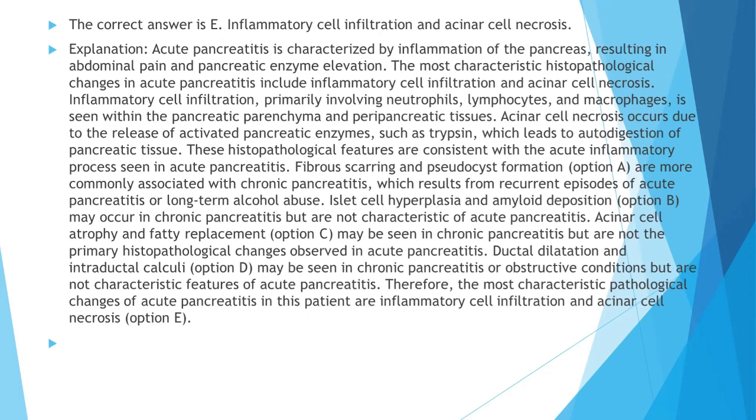The most characteristic histopathological changes in acute pancreatitis include inflammatory cell infiltration and acinar cell necrosis. Inflammatory cell infiltration, primarily involving neutrophils, lymphocytes, and macrophages, is seen within the pancreatic parenchyma and peripancreatic tissues. Acinar cell necrosis occurs due to the release of activated pancreatic enzymes such as trypsin, which leads to autodigestion of pancreatic tissue. These histopathological features are consistent with the acute inflammatory processes seen in acute pancreatitis.